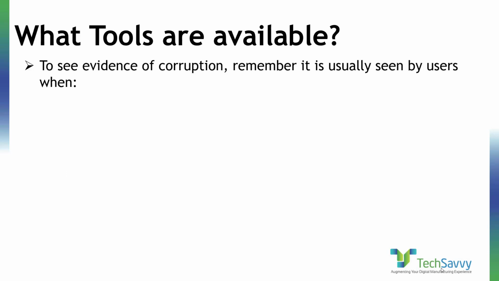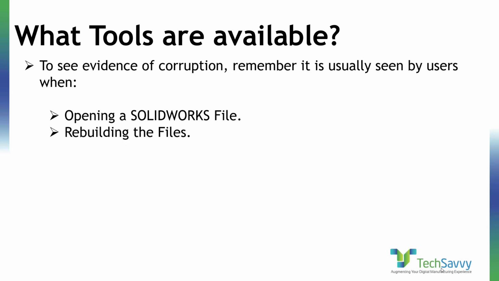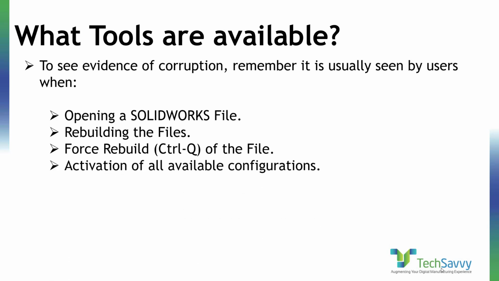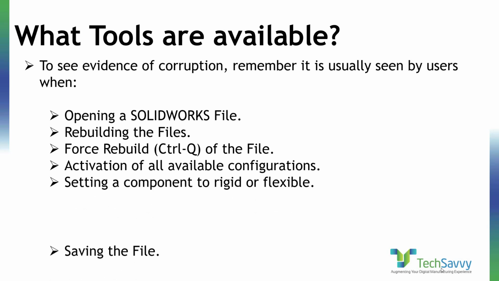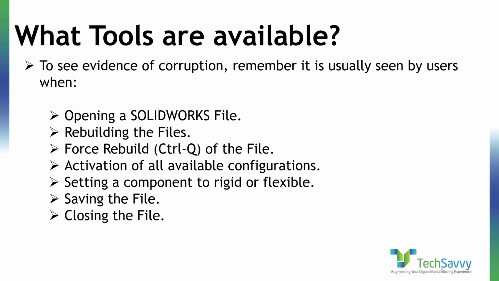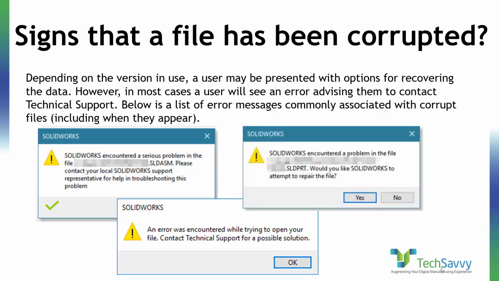Now moving on to the next, that is what tools are available to avoid file corruption. To see this evidence of corruption, remember it is usually seen by users when opening a SolidWorks file, while rebuilding or force rebuilding the file, activating all available configurations, setting a component to rigid or flexible, saving the file, and closing the file. So these are some of the evidence of corruption usually seen by users.